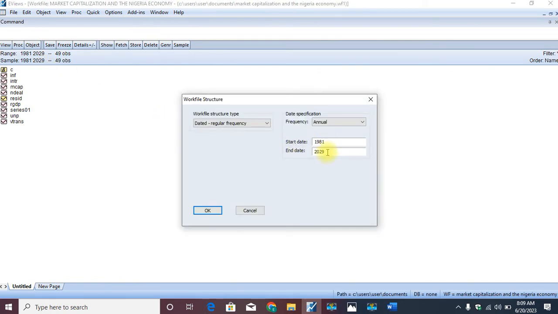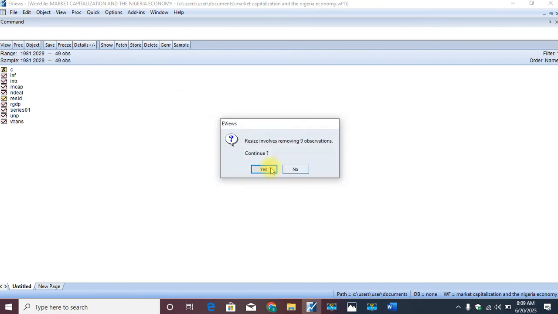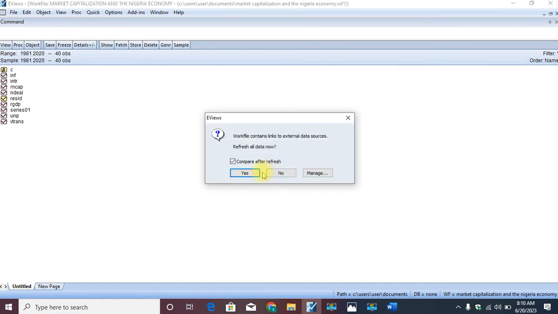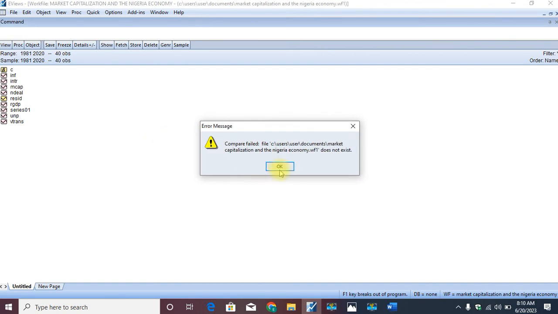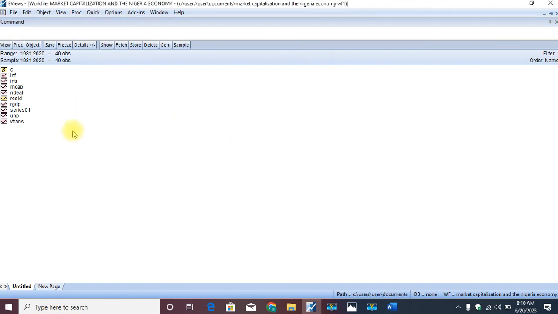So I want to assume that this is the range I am working with. So to estimate an ordinary OLS, remember in my first class I told you that for you to perform an OLS, it is expected that the time series data you are using for the estimations were all stationary at level.